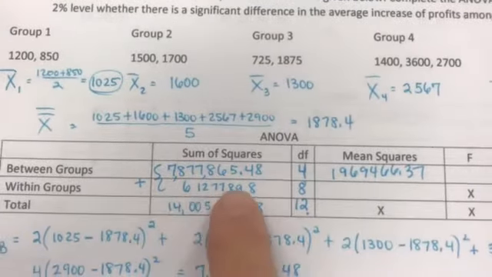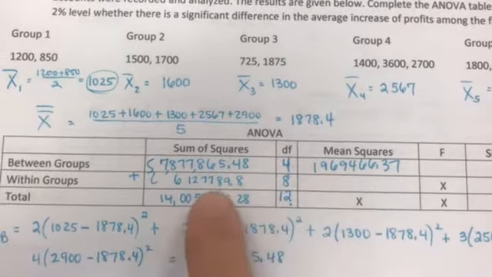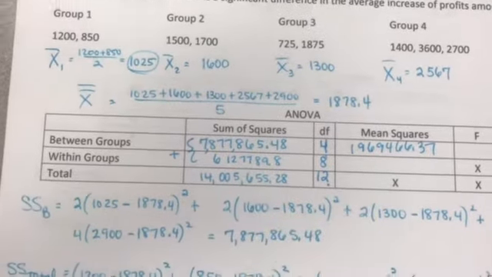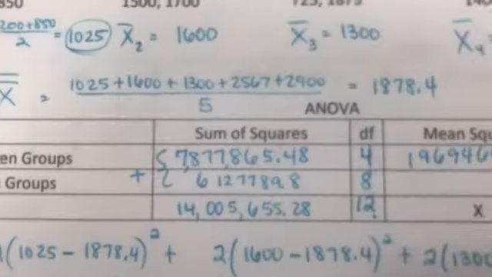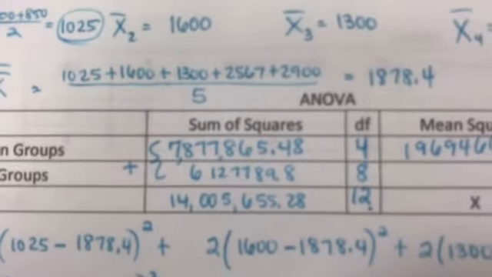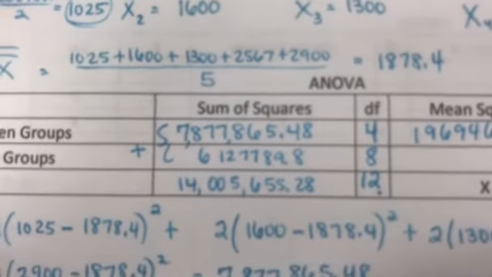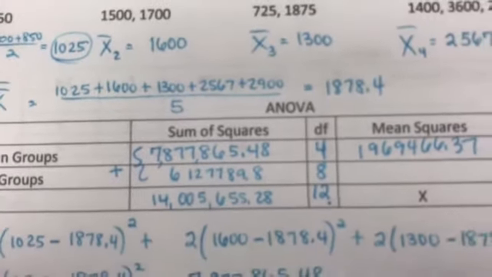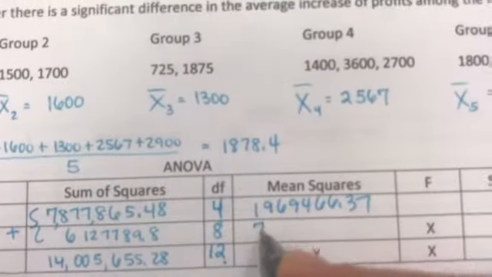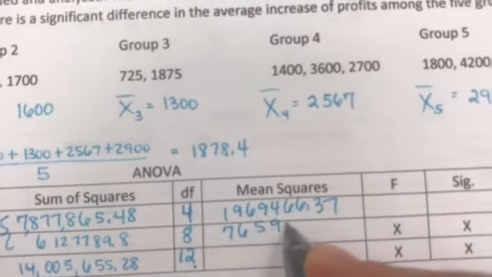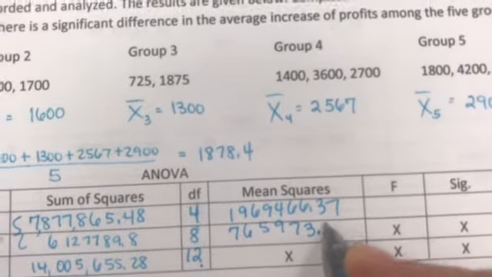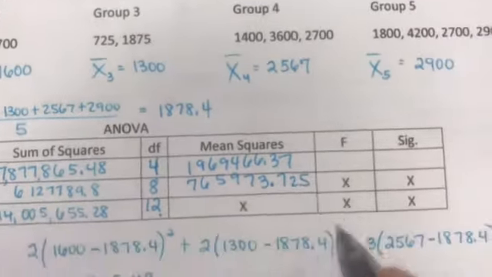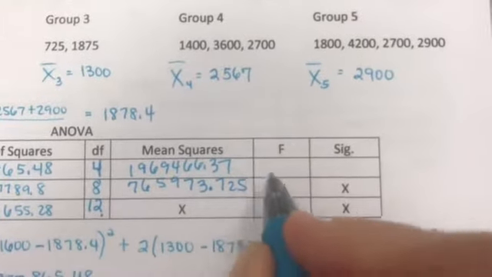And then to find this value, I'm going to do the same thing. I'm going to take this value right here and divide it by 8. So it should be pretty straightforward. I'm going to do that real quick in my calculator. And what does that say? 6127789.8, and I'm going to divide that by 8. So I've got this: 765,973.725. Okay, so we've got these two values in here.